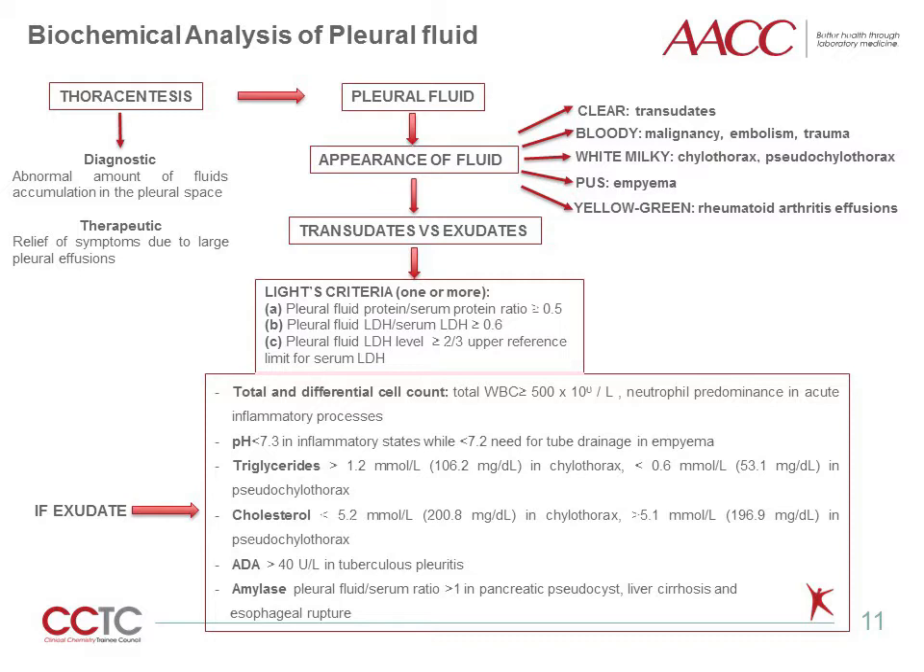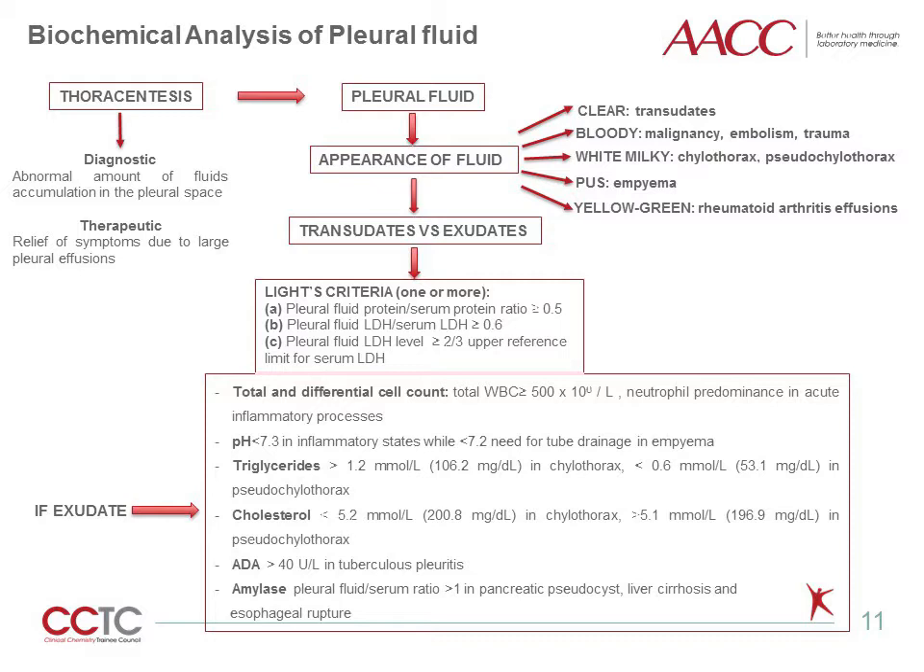Most transudates are clear, straw-colored, odorless, and non-viscous fluids. A homogeneous bloody appearance narrows the differential diagnosis to malignancy, embolism, or trauma. A white milky appearance indicates chylothorax or pseudochylothorax. A pus appearance indicates empyema, and a yellow-green appearance, rheumatoid arthritis effusions.